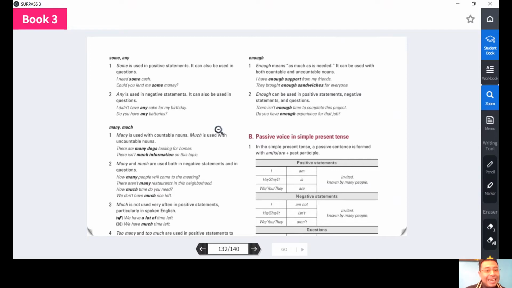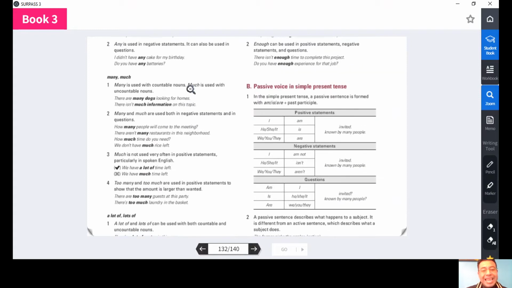In the second aspect, any is used in negative sentences. So some for affirmative, any for negative statements. It can also be used in questions. We have two examples, such as, I didn't have any cake for my birthday. And do you have any batteries? Yes.